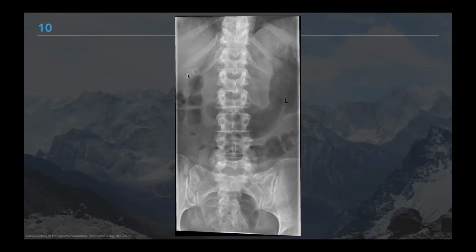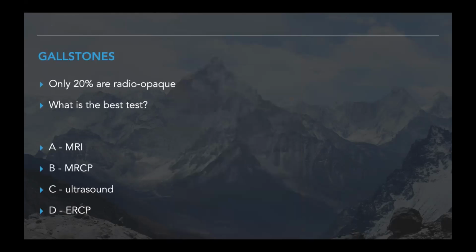Okay, so hopefully you've spotted these mineralized densities in the right upper quadrant. You remember that this is the liver, and what sits under the liver? The gallbladder. So these are gallstones. In contrast, it's kind of the opposite of renal calculi. Only 20% of gallstones are radio-opaque, so you're not likely to see them on abdominal radiographs, and you're therefore not likely to see them on CT.